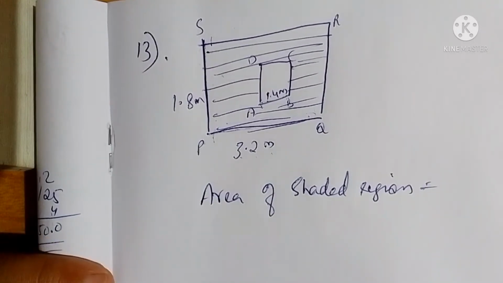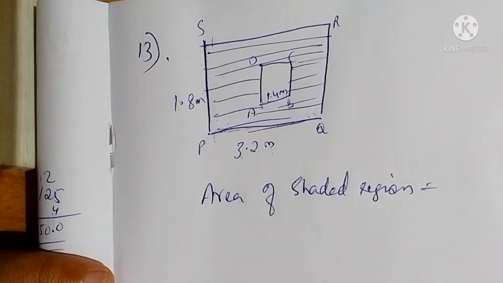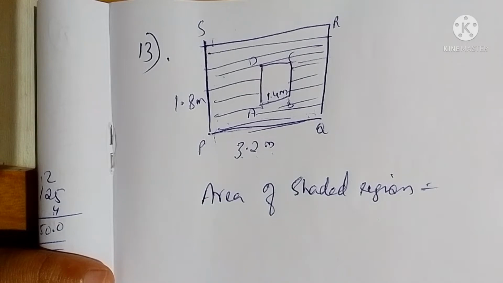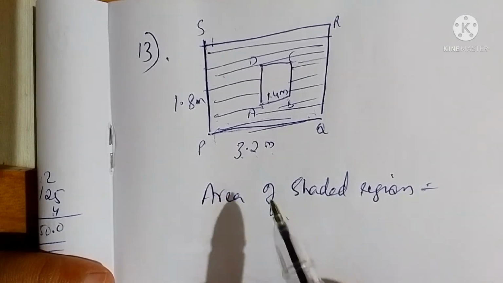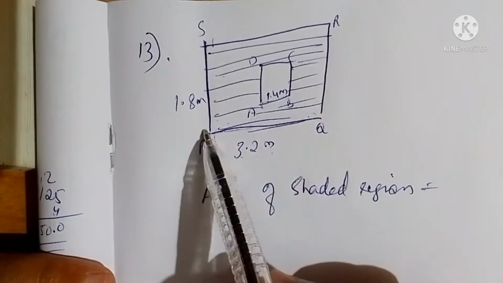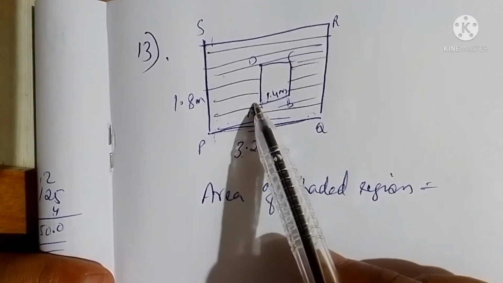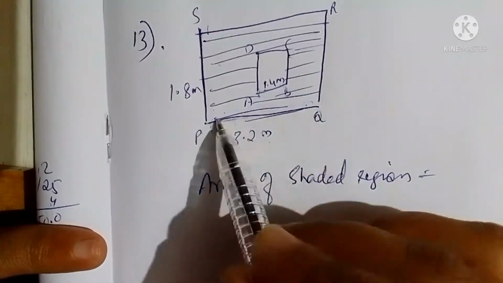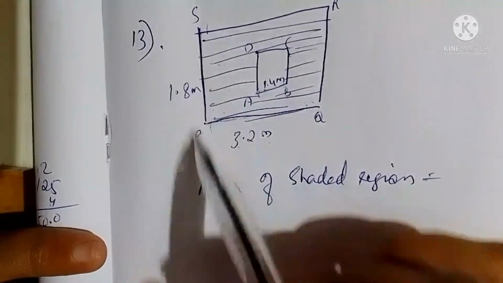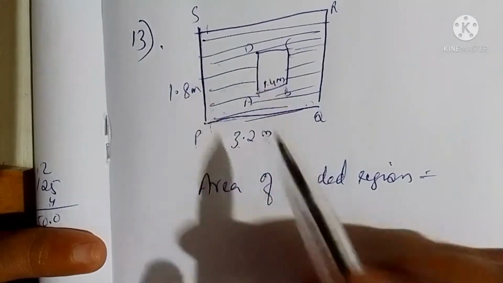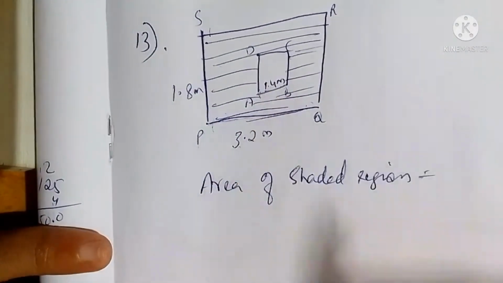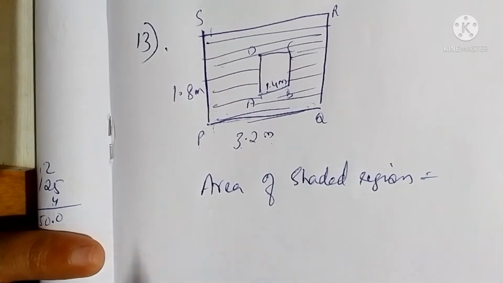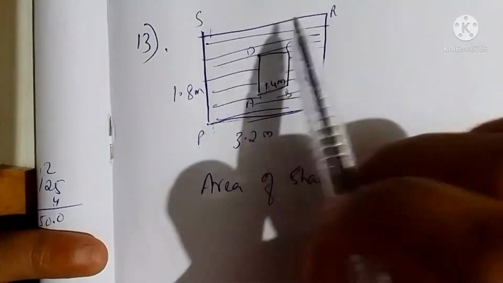13th question: in each of the following cases ABCD is a square and PQRS is a rectangle. Find in each case the area of the shaded portion. All measurements are in meter. So in the first diagram you can see PQRS is a rectangle and ABCD is a square. Length of the rectangle is 3.2 meter, breadth 1.8 meter. Side of the square is 1.4 meter. You have to find the area of the shaded region. This is the shaded region.